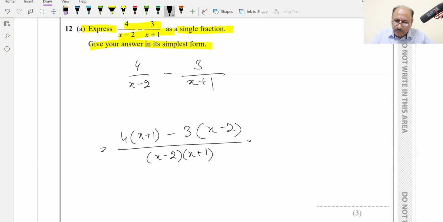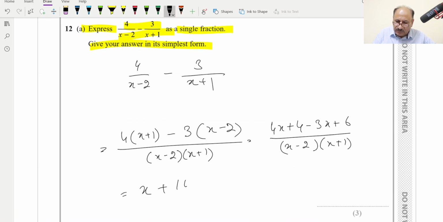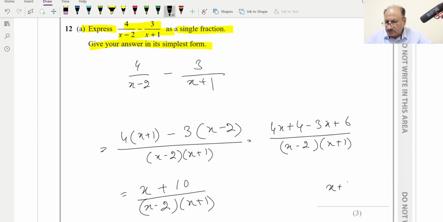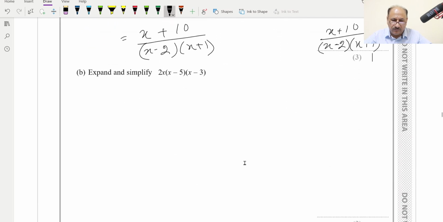And now we can open the brackets in the numerator. So 4x plus 4 minus 3x plus 6, and this will be divided by x minus 2 into x plus 1. And now we can simplify. 4x minus 3x will be x, and 4 plus 6 is 10. So x plus 10 divided by x minus 2 into x plus 1, and this will be our final answer, x plus 10 over x minus 2 into x plus 1. This will be our final answer for this question.